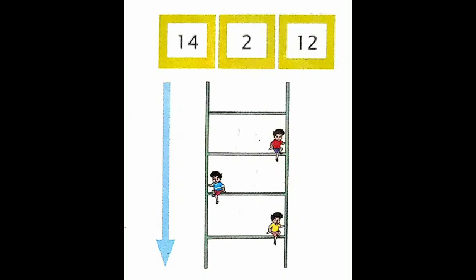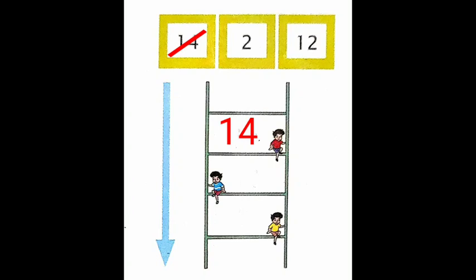Now let's go for third question. Here the numbers we have is 14, 2 and 12. Out of these three given numbers, which number is biggest? Come on, tell. It is 14. Strike out 14 and write in the first box. Start writing from the topmost box, children.